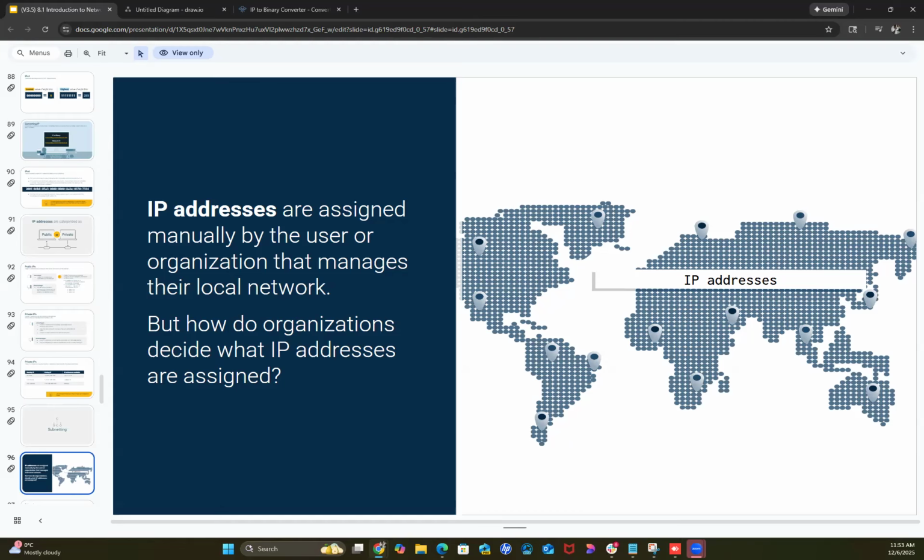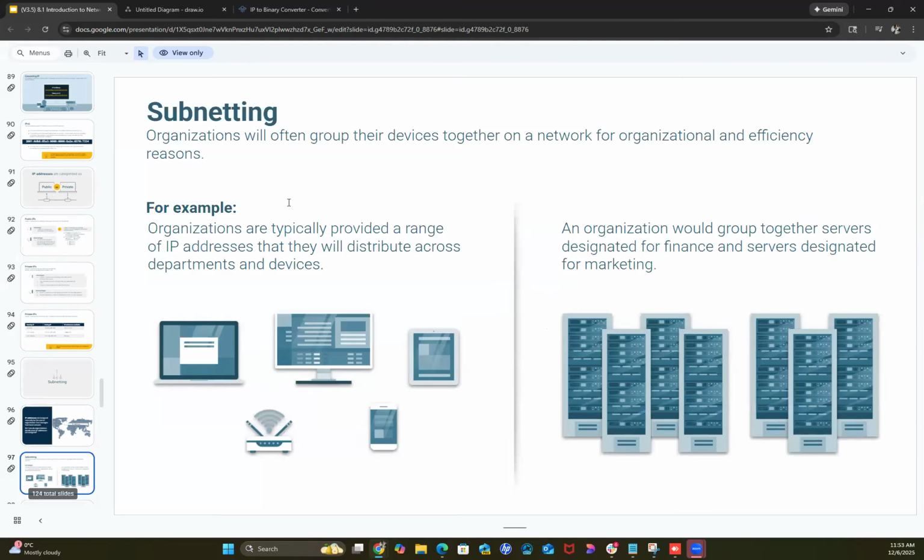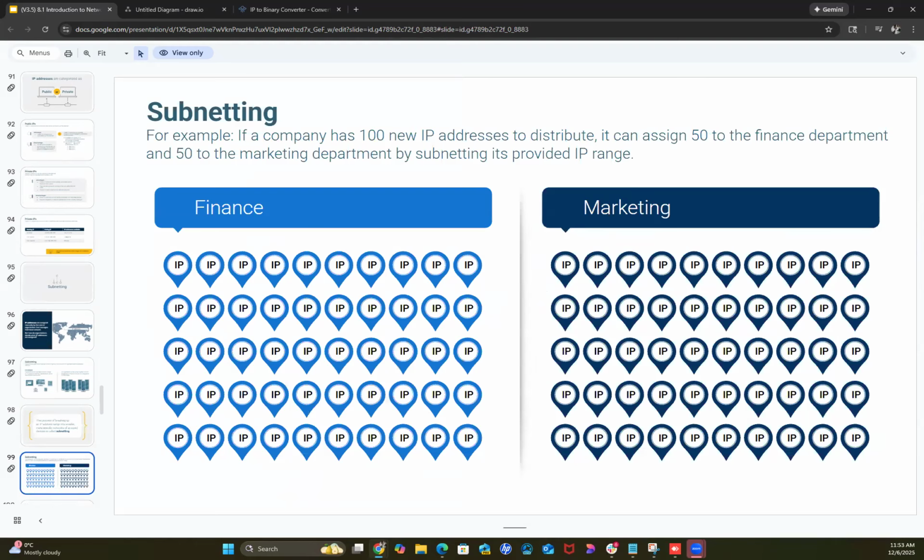For example, a company groups servers designated for finance, and servers designated for marketing. These are different networks. So these groups of devices are given a specific range of IP addresses. This process of breaking up the IP address range into smaller, more specific networks for different groupings of devices is called subnetting. For example, if a company has 100 new IP addresses to distribute, it can assign 50 to finance and 50 to marketing. So this is called subnetting.